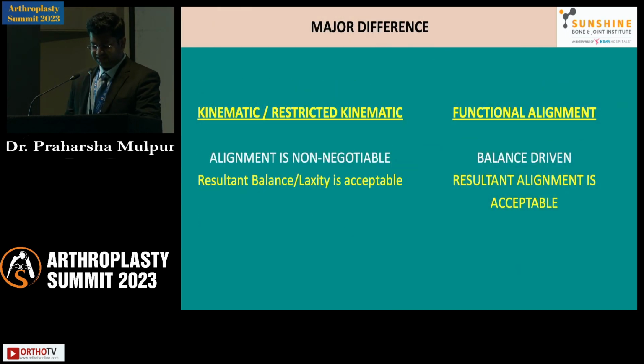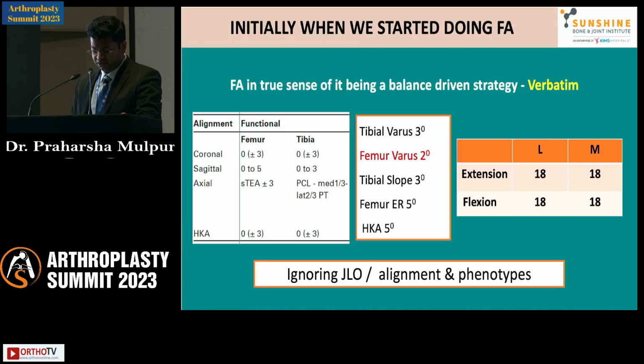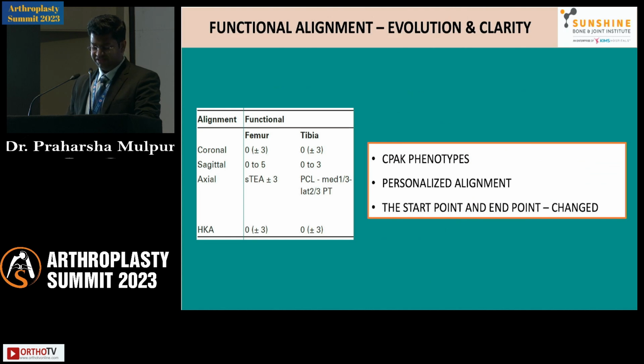Now the major difference is that alignment is non-negotiable as far as kinematic and restricted kinematic alignment is concerned, and you're accepting the native pattern. When we started doing functional alignment, in the true sense, we started looking at what the balancing was. We were not looking at the alignment. When we looked at it post-operatively, we found that we were ignoring the joint line obliquity and essentially making it very neutral, whereas it should have been apex distal with kinematic or restricted kinematic. So then we started getting more clarity as far as where the boundaries were. We looked at CPAK phenotypes, and then we changed the way we balanced the knee.